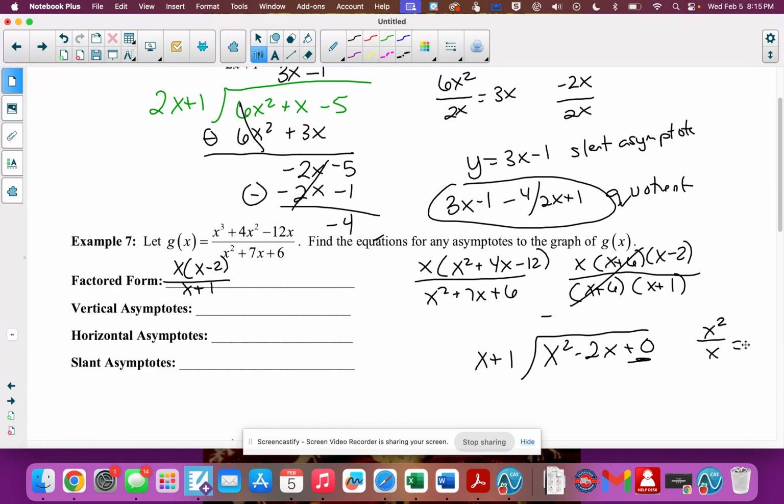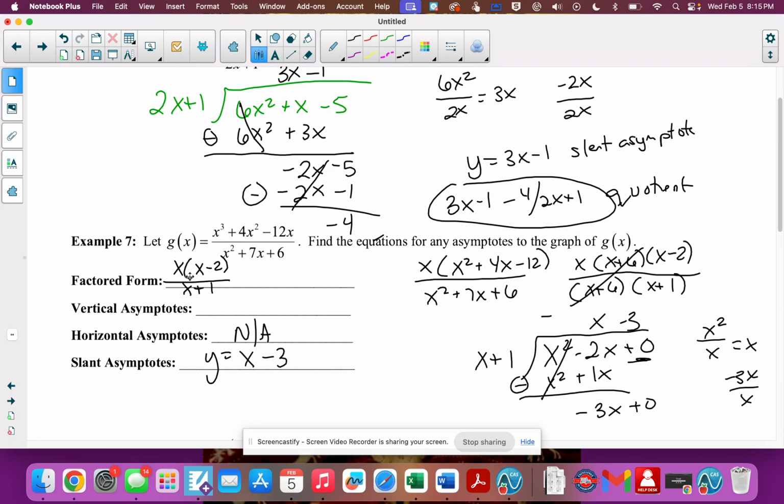X squared over x is just 1x. Multiply back out. Subtract. Cancel. So negative 2x minus 1x is negative 3x. Pull down the 0. And now I'm doing negative 3x divided by x, which is negative 3. So I have my slant asymptote already. It is y equals x minus 3. There are no horizontal asymptotes if you have a slant asymptote, period.